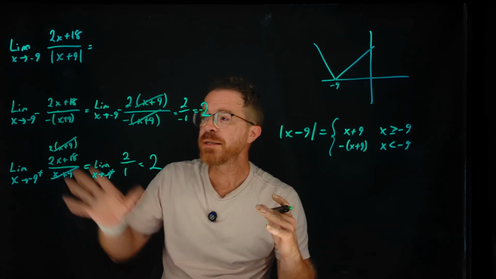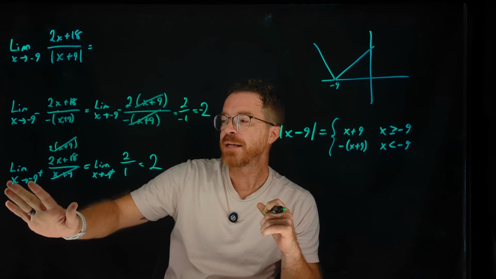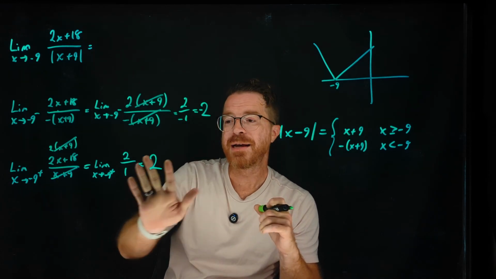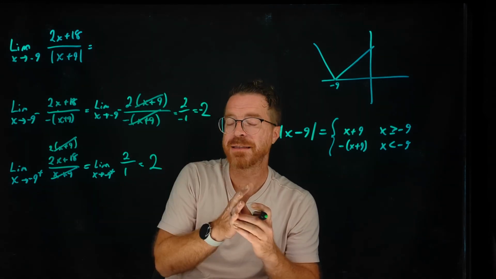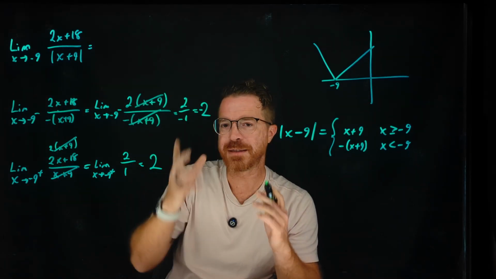So then comparing my limits, as I approach negative 9 from the left, I came to negative 2. As I approach negative 9 from the right, I got 2, which means that the limit does not exist, because it's not approaching the same value.